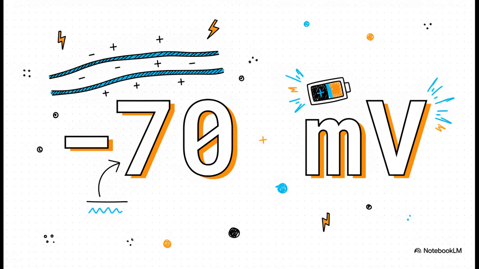And we're not just talking about some vague difference here. It's a very precise, measurable electrical charge. The inside of that neuron is sitting at negative 70 millivolts compared to the outside. That specific number is the resting membrane potential. And holding on to that number, well, that's the neuron's number one job when it's waiting.